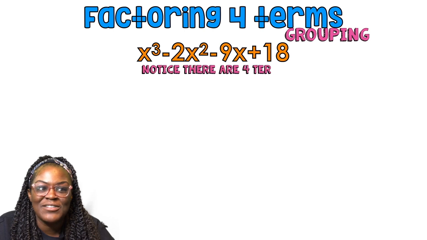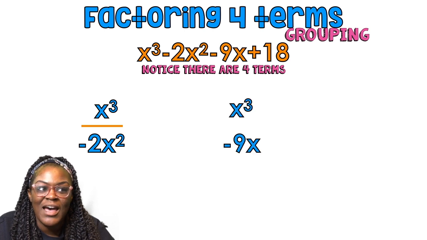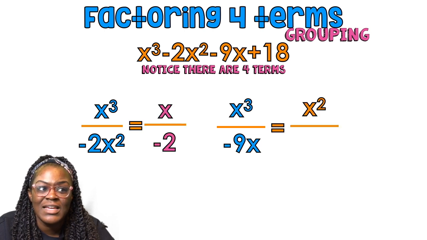Okay, notice that there are four terms. We're going to put x cubed on top, negative 2x squared on the bottom, x cubed on top, negative 9x on the bottom. I don't know why it works. Simplify the fractions. x over negative 2, x squared over negative 9.